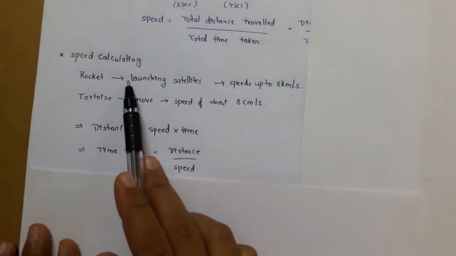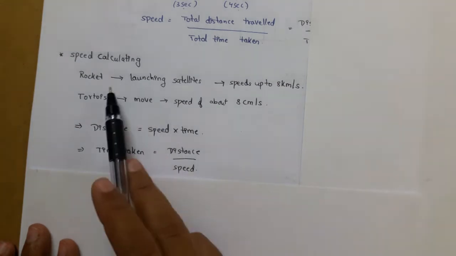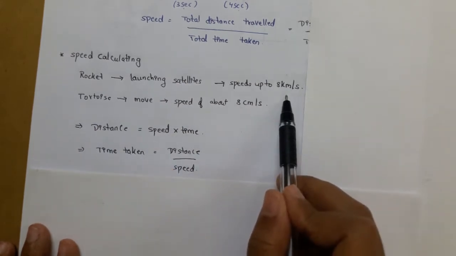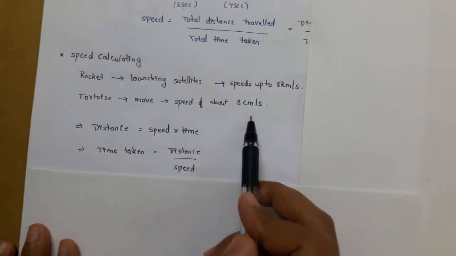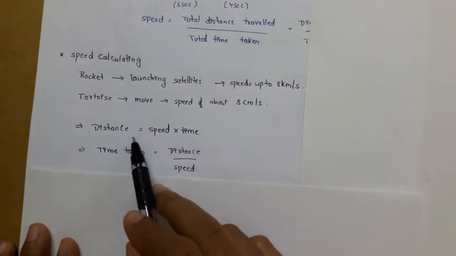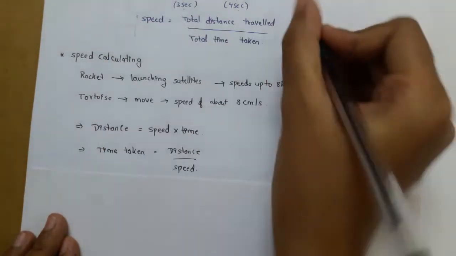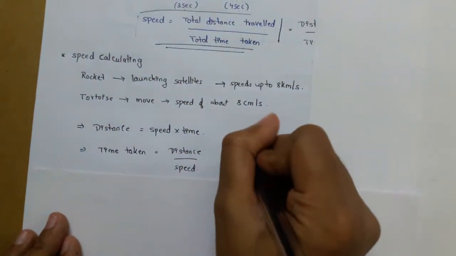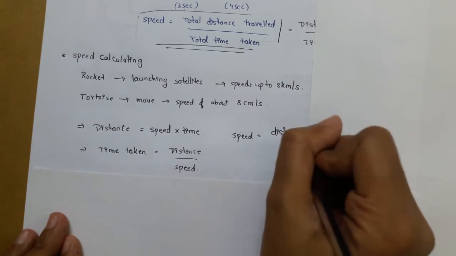Now similarly, let's look at the speed of various objects. First, let's take a rocket. For the launching of satellites, rocket speeds go up to 8 km per second, and the tortoise moves at a speed of about 8 cm per second. The main formula is speed is equal to distance travelled by total time taken. In short, speed is equal to distance upon time.